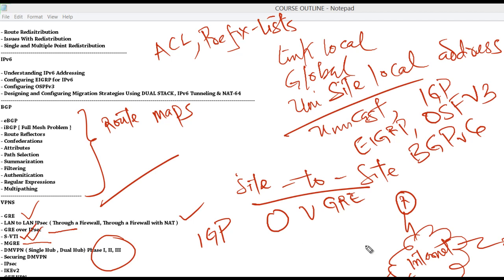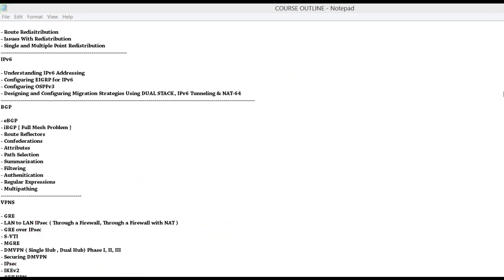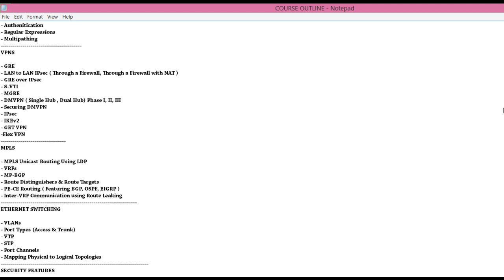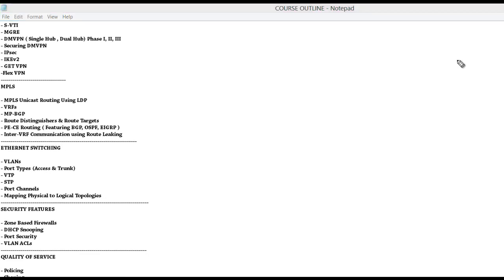We'll talk about having a single hop DMVPN. We'll also talk about having it's basically hub and spoke, where these are all spokes. We'll also talk about dual hop DMVPNs. We'll look at that. We'll look at FlexVPN, GET VPN, IKE version 2. We'll look at that. After that is done, we'll move straight to MPLS.